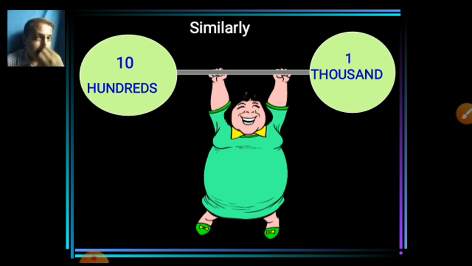Okay. Now look at here. Similarly, we can say 10 hundreds. Have you seen a 100 rupees note? Yes, 10. How much is total? 10 hundreds. But I don't want to say 10 hundreds. I want to say in one word only. Yes, 1000. That means 1000. See, one lady is also balancing here.